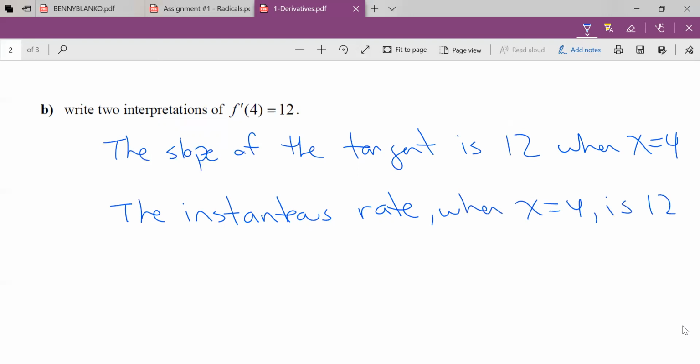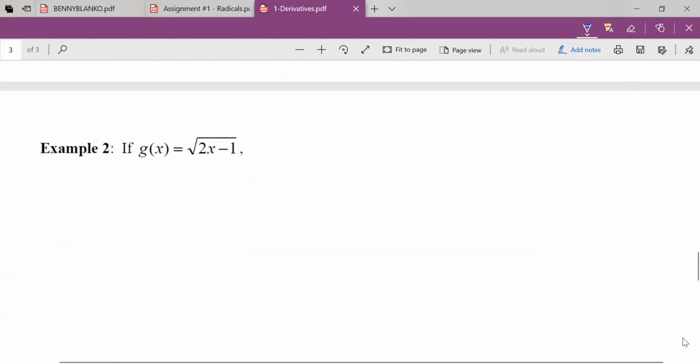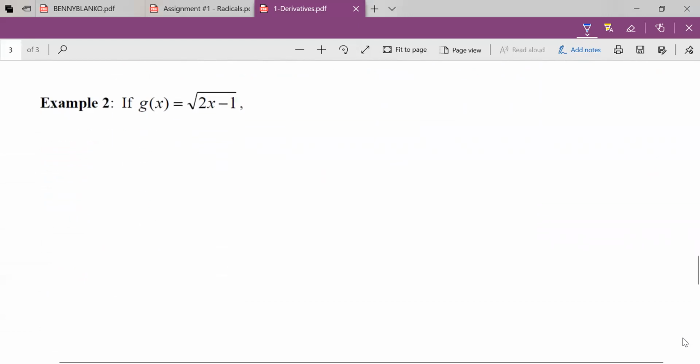Now, in a few questions later on, we're going to talk about time. Maybe this is 12 meters per second. Okay, so I want you to think that when you're finding the derivative, you're finding the slope of the tangent line, which is the same thing as saying we're finding the instantaneous rate of change. Okay, so what we just did was the same question we did in the last unit, just with what we're calling now a derivative.